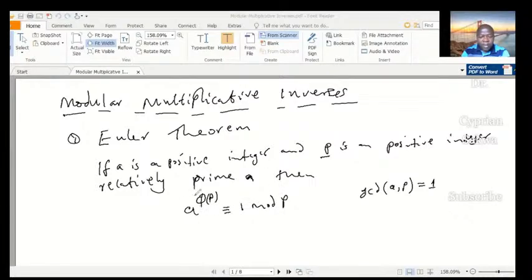Now, I do not want to go into how to find the Euler phi of p, because I believe you already know how you get it. If p is prime, then the Euler phi of p will be given by p minus 1. But if p is not prime, there are so many ways of finding the Euler phi of p.